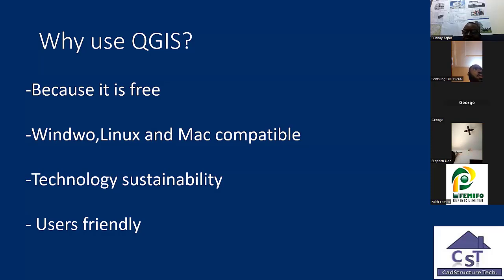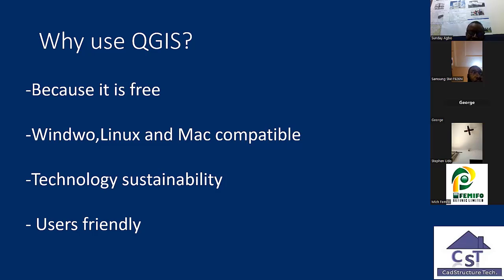What I mean by technology sustainability is that if you are deploying any technology to any organization, or recommending any technology to your organization, you have to look at the sustainability of that technology. You can come up with a certain technology, and in the long run you cannot sustain it because paying for the license and all that becomes so difficult. But if you are using QGIS, you don't have any problem with that because it's absolutely free, and at the same time it's user friendly.